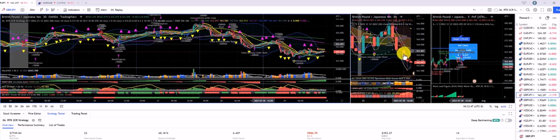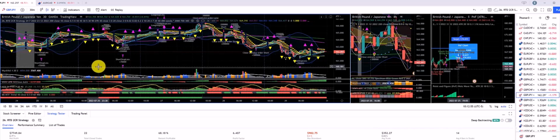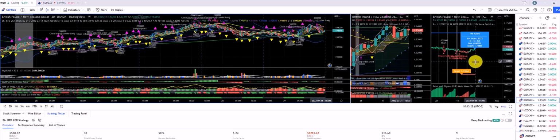British pound, Japanese yen, price target to the upside at 174.653. Price action below the dragon, above, and then ended up below. Our largest gain of the week at $7,749.